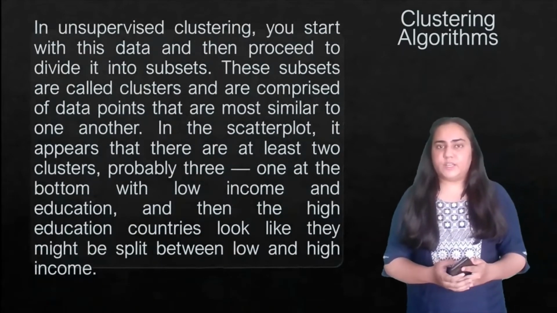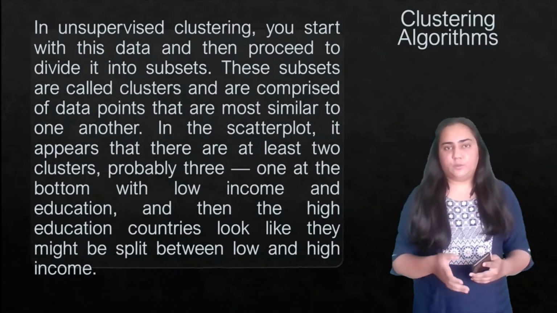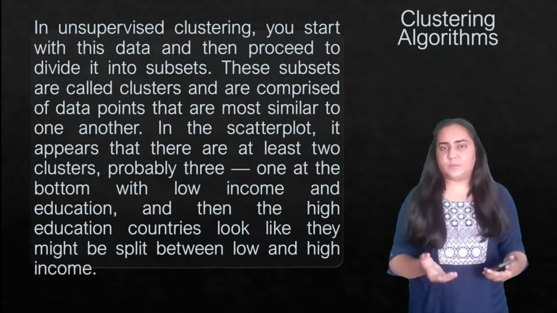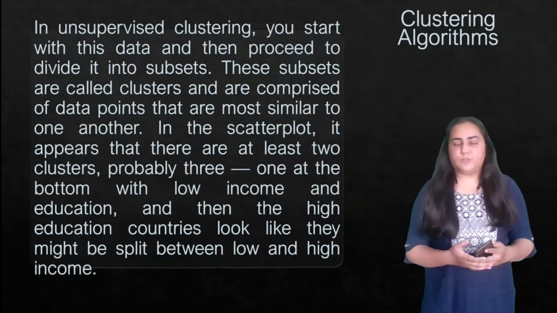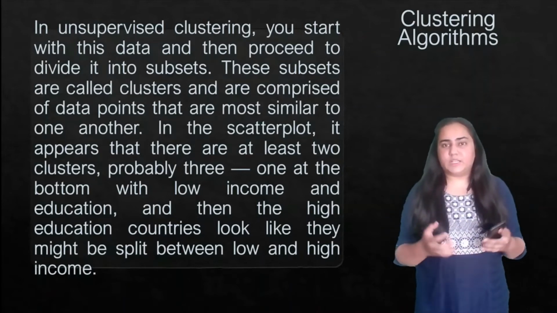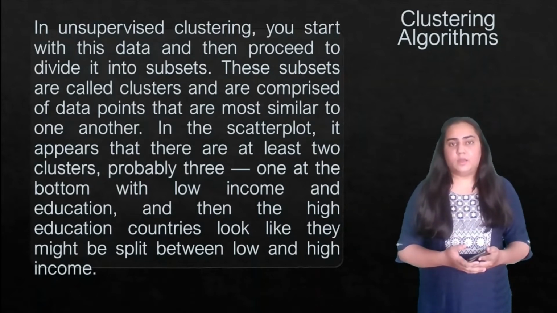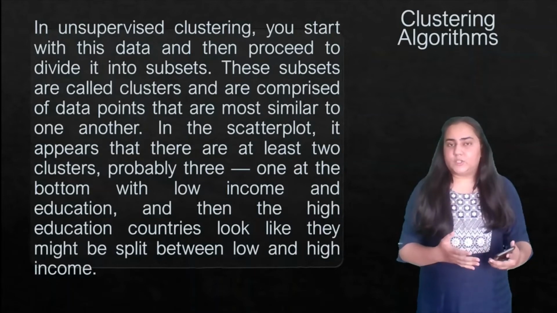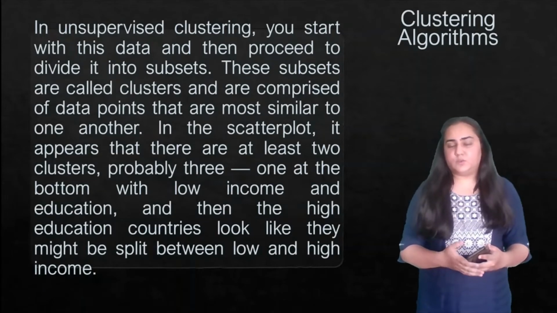Now in unsupervised clustering, you start with this kind of data, then you proceed to divide it into subsets, and these subsets are called clusters. They are created because you have a scatter plot and you know that these points are close together, so you just divide them or group them together. And it appears that there are at least 2 clusters in the graph that we just saw, or maybe 3.